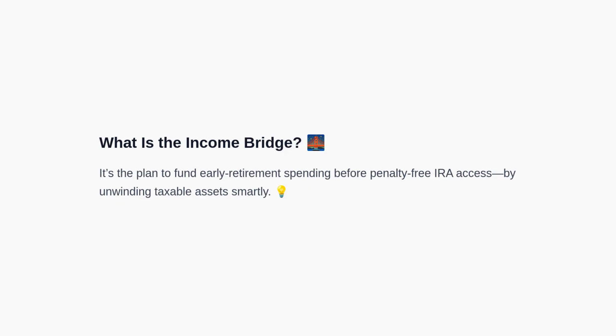The income bridge is the period in early retirement before penalty-free access to retirement accounts, when you must pay your living expenses from other sources. Typically, this involves selling assets in a taxable brokerage account. The challenge is to free up cash while minimizing taxes, which requires careful selection of which shares to sell. The income bridge is not primarily a software problem. It is a strategy and execution problem.